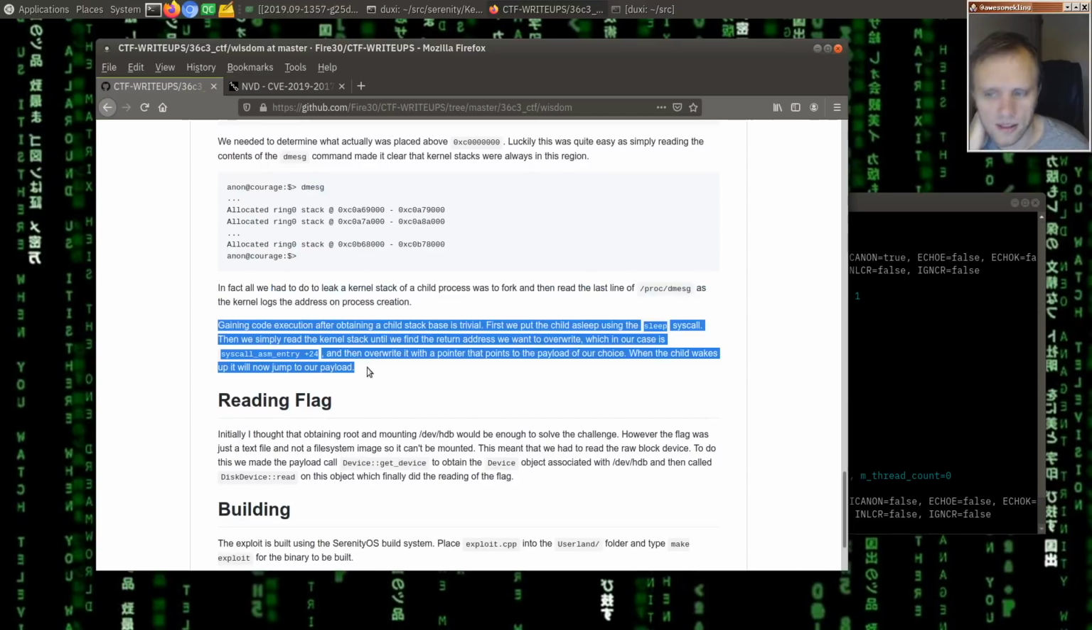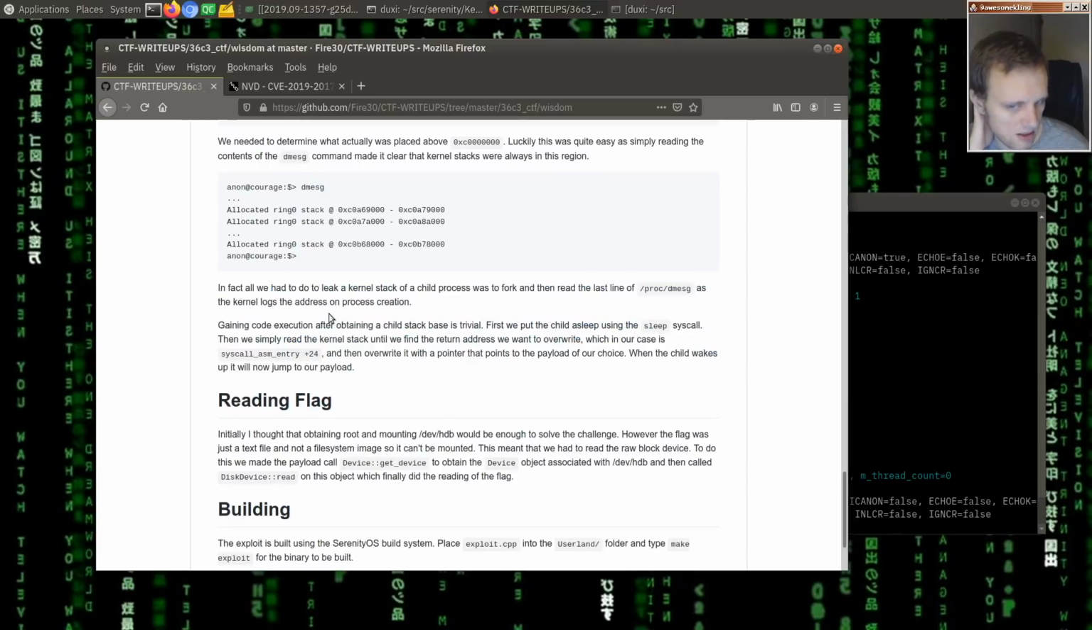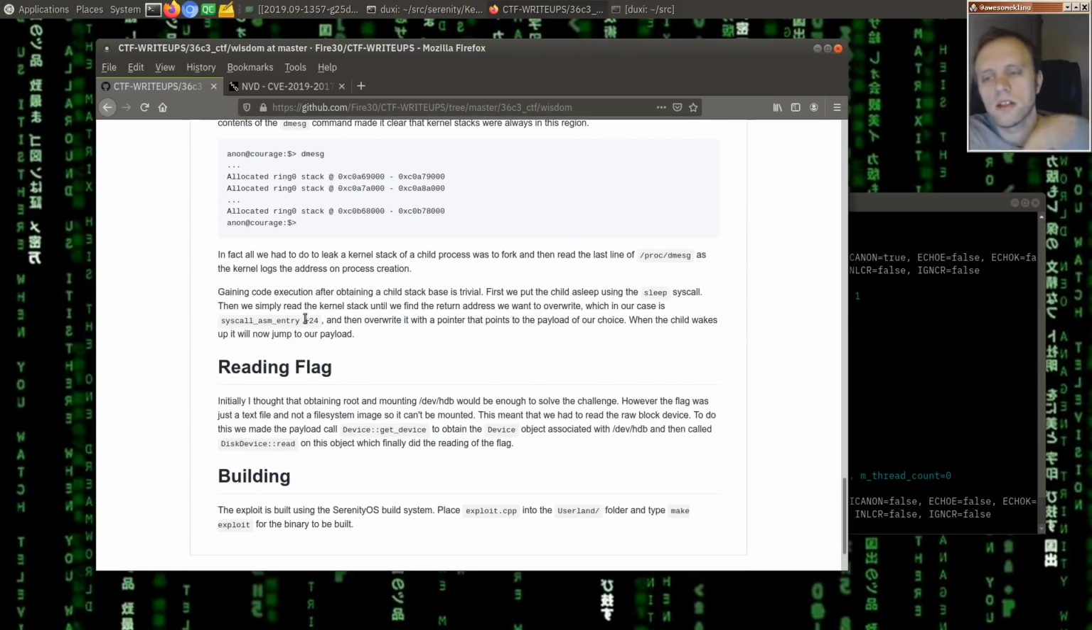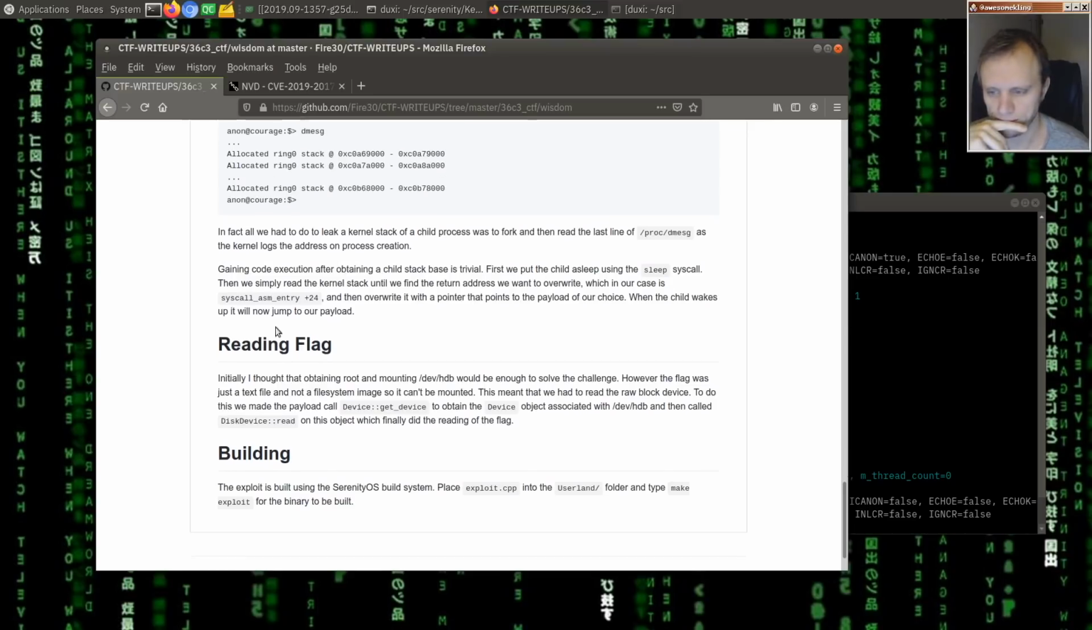And then, as he says here, gaining code execution after you obtain a child stack base is trivial, because all he has to do is make some kind of syscall. Like, he uses sleep in the user program, and then he can read the kernel stack until he finds out where that sleep syscall would return to in the kernel after blocking. Then he can overwrite that with a pointer to the payload of his choice, which in this case I guess is a payload that reads from that device we were looking at earlier.